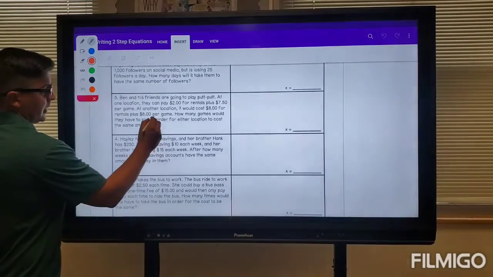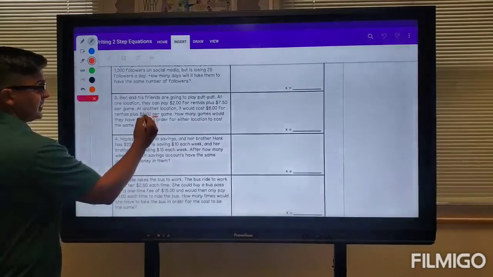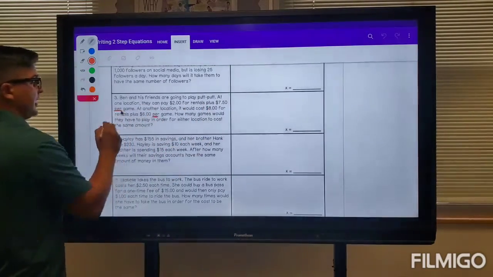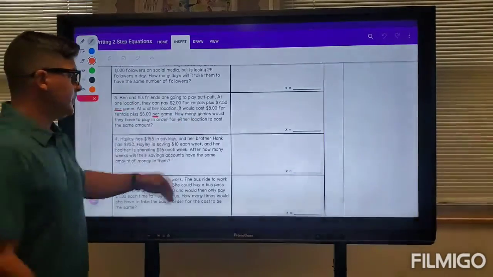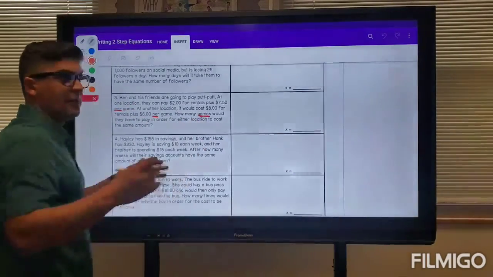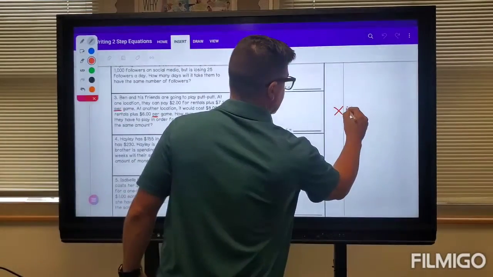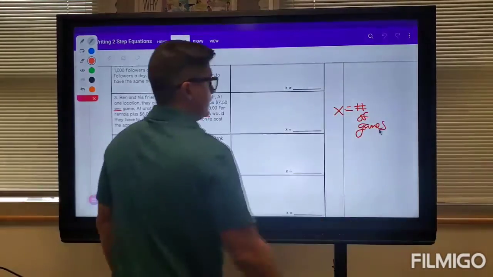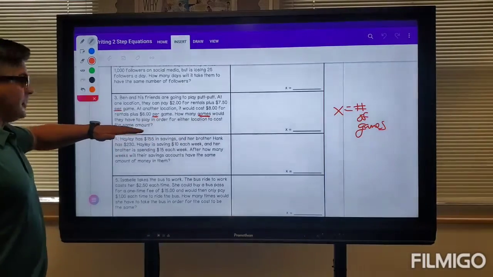Well, there's a key word here that's been pretty consistent so far. $6 per game, $7.50 per game. Once we see that per, that's going to indicate, okay, how many games? So games is going to be our variable that we're going to indicate as X. So X is going to be the number of games at either location for the cost to be the same amount.